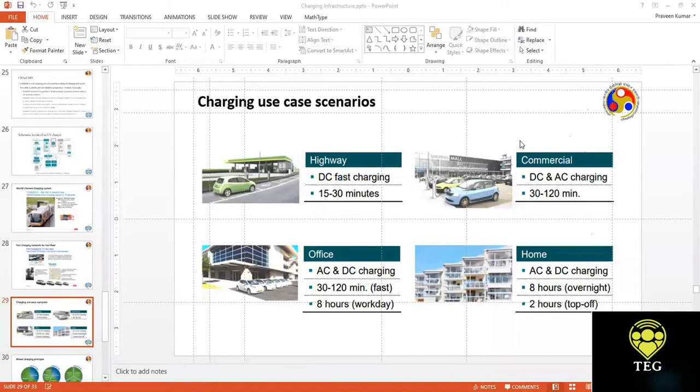Then the residential buildings can have both AC and DC types of chargers, because we don't know which kind of vehicles people are going to buy. Some people would buy vehicles with onboard chargers. Some people would prefer to have off-board chargers for their vehicles. So it really is a personal choice. We have to have both AC and DC chargers in residential areas.